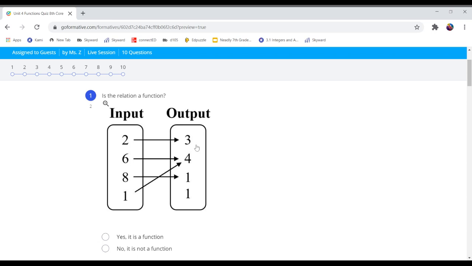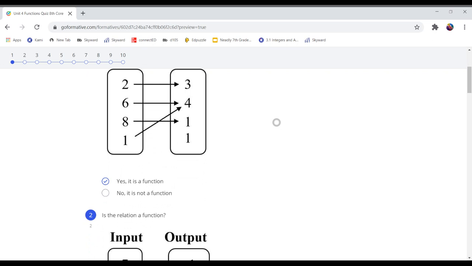So number 2 goes to just 3, 6 just goes to 4, 8 just goes to 1, and 1 just goes to 4. So 2, 6, 8, 1 are my input values. All of those have exactly one output, meaning that the number 2 doesn't go to two locations, nor does 6, 8, or 1. Now, number 6 and 1 both go to the same location, but again, that's like the idea of me and my friend both go to Starbucks at the same time. So, yes, it is a function.